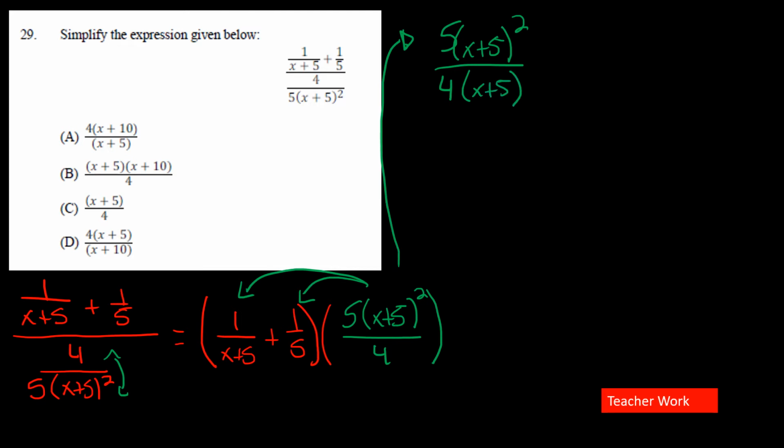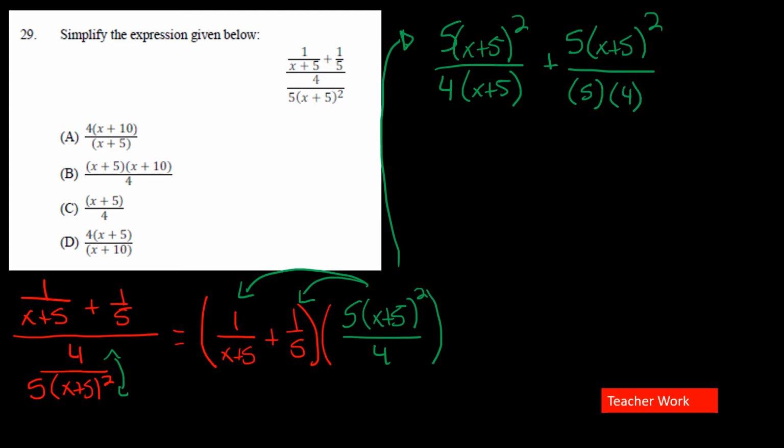So that's the first term. The second term, we do the same thing. It'd be 5 times x plus 5 squared times 1. So we'd have 5 times x plus 5 squared over, okay, 5 times 4. And I'm going to leave them in terms here. And you'll see why in just a bit.